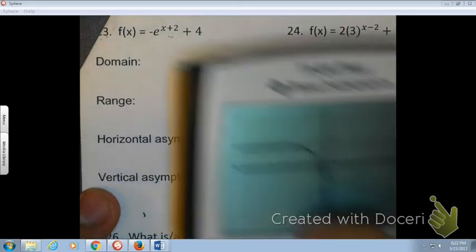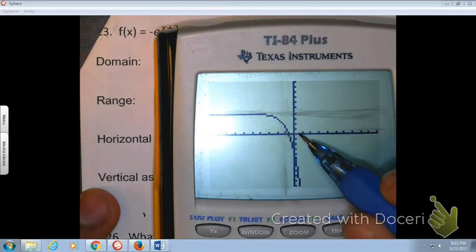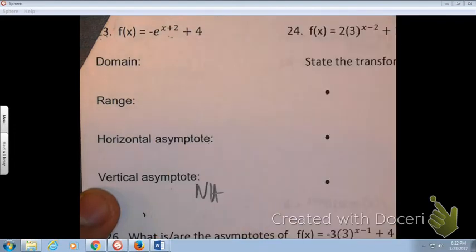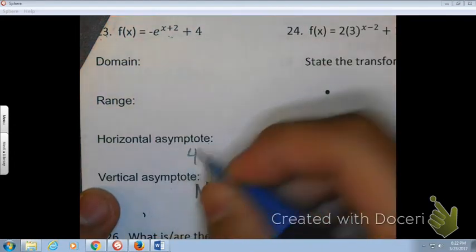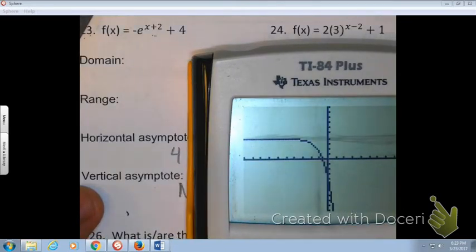Now, this one is going to be at 1, 2, 3, 4. It's going to be a 4. Now, we need to determine what is the only axis that is touching. It only touches the y-axis. This is the y-axis.